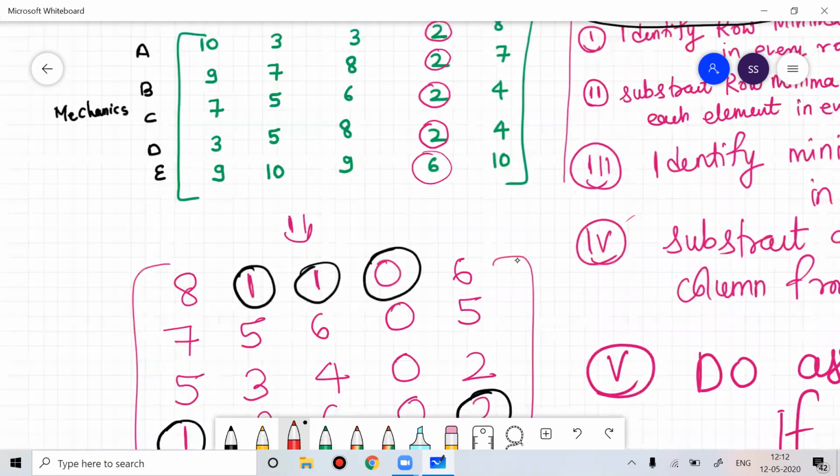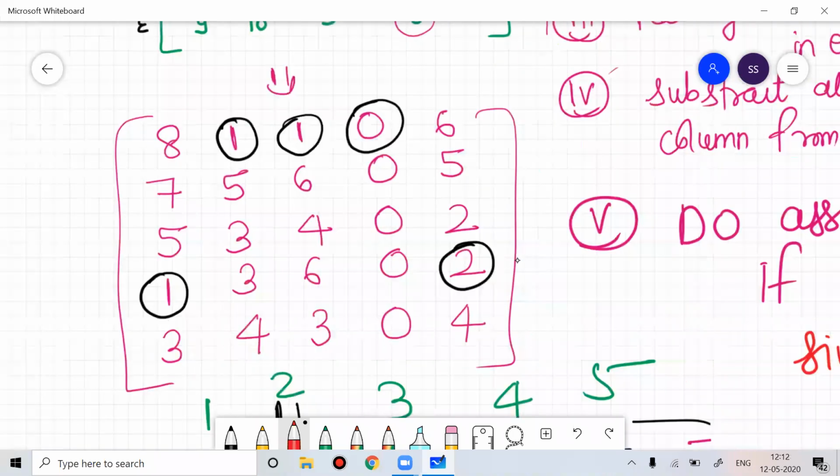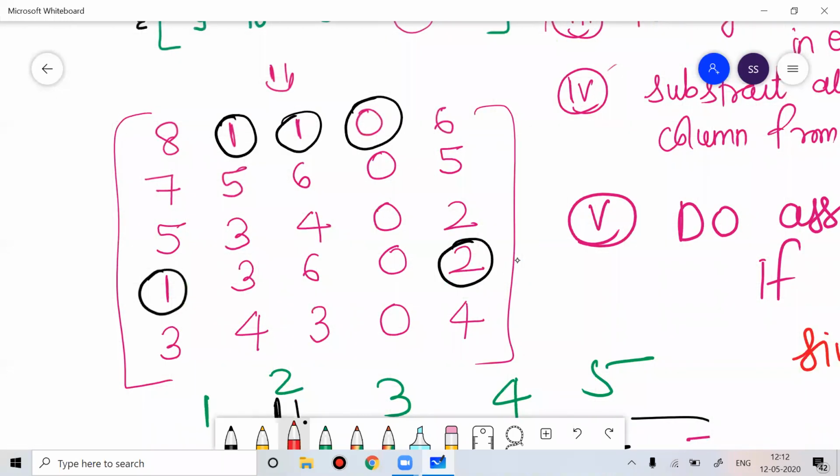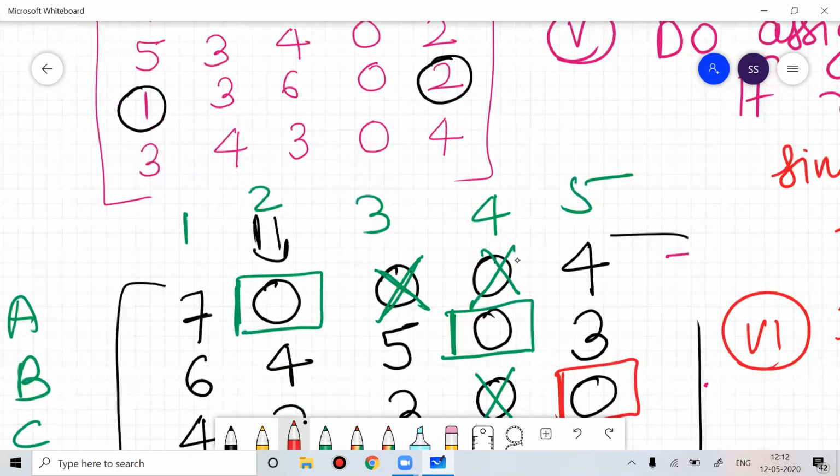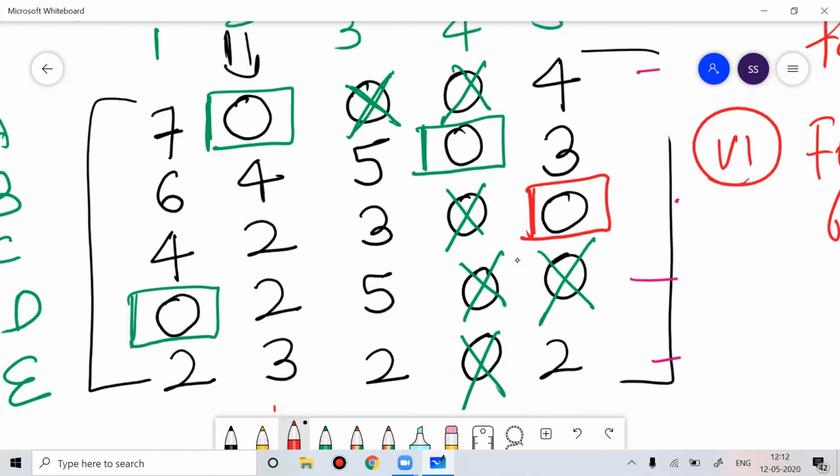So you identify the smallest element in every row, and subtract it from all the elements of the row. Then you do this work column wise. You identify the smallest element in every column. Then you subtract it from all the elements of the column. So once you're done with that work, ultimately you will get a matrix that will have certain zeros, row wise and column wise.